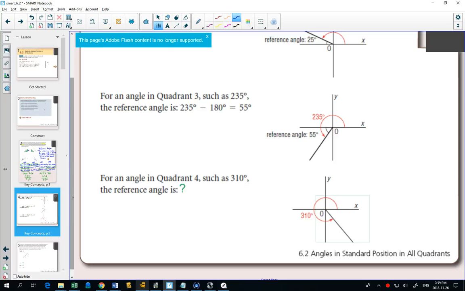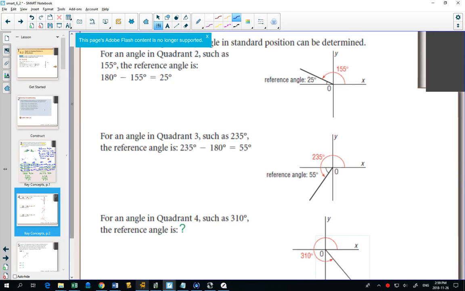How would you figure this one out? The math you would do is 180 degrees minus 155 degrees, because 180 is all the way, minus the 155 would give you 25. To figure out the 55 degrees, 235 degrees minus 180, right? This is the 180 part. Take that away, and you'd be left with just 55.